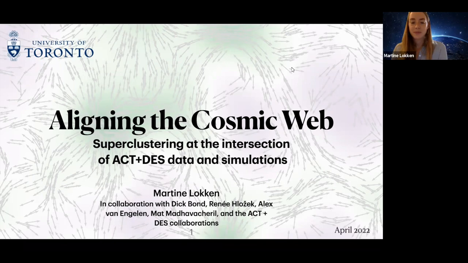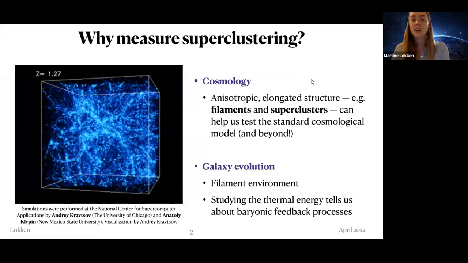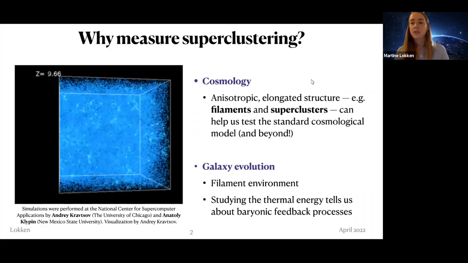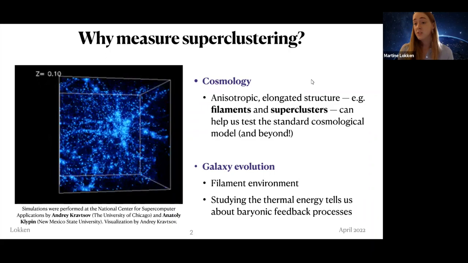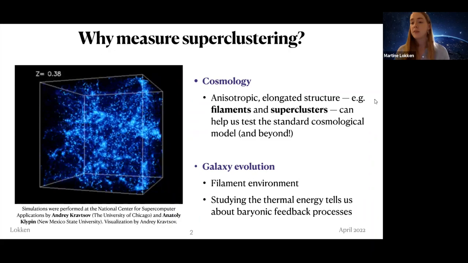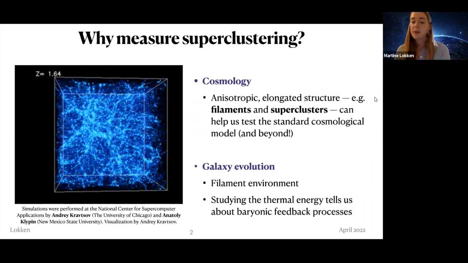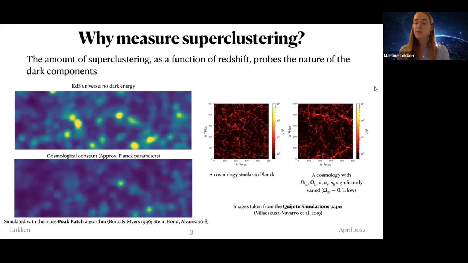I'm sure I'm preaching to the choir here, so I'll keep the intro brief, but in general, studying anisotropic, elongated structure at a variety of scales holds a lot of cosmological and astrophysical information. In terms of the astrophysical stuff, galaxy properties have been shown to correlate with the filament environment. So the galaxies closer or further away from the filament, that can affect its spin and mass and star formation rate, et cetera. And then of course, for cosmology, the amount of superclustering as a function of redshift does probe the nature of dark energy and dark matter.